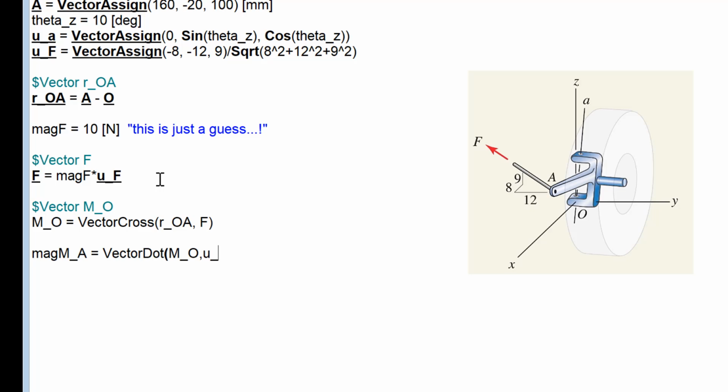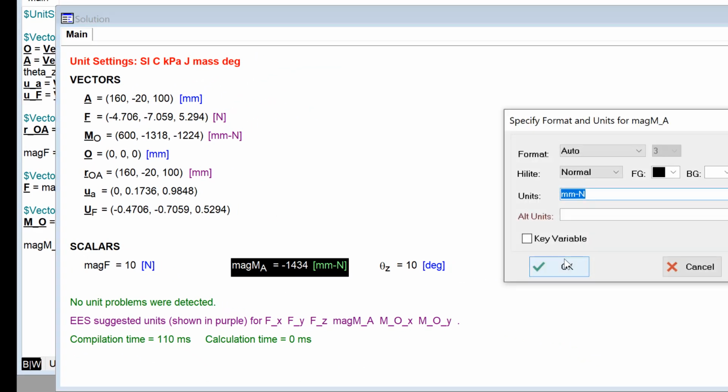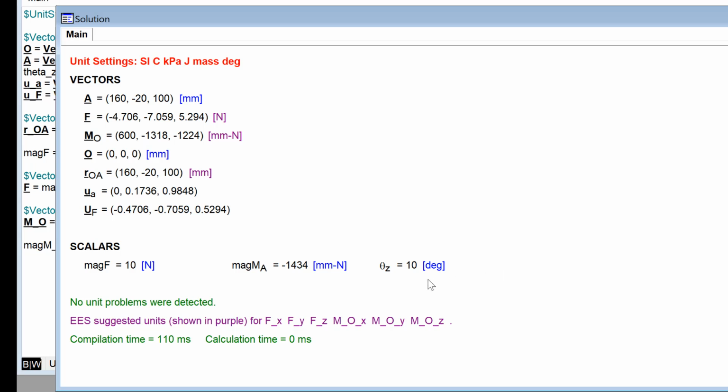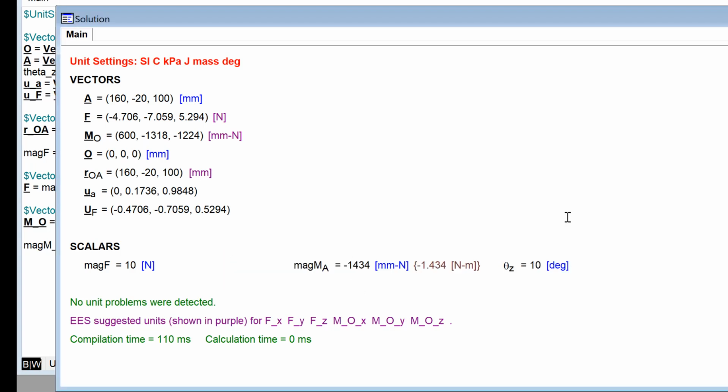And if I solve, I see that the magnitude of the moment on line A is minus 1434 Newton millimeters, or minus 1.434 Newton meters. And that's what I get for the assumed value of 10 Newton. So a couple things to see here. One is that obviously if I want 10 Newton meters of moment, I need a bigger force than 10 newtons. Right? I got to jack that force up to get that moment.